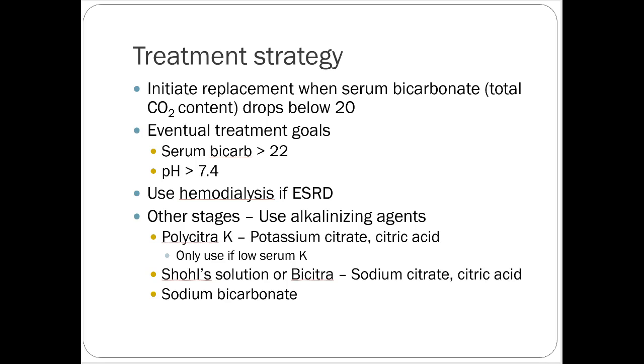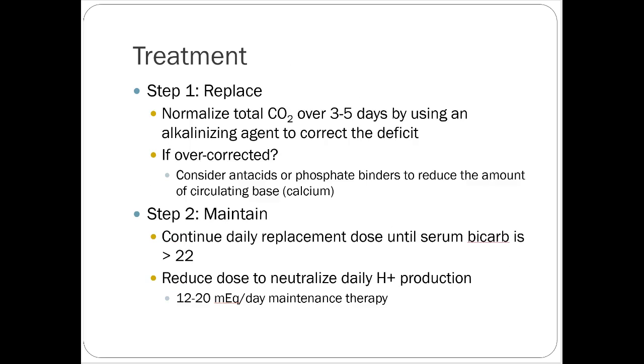But for other patients, you can use specific alkalinizing agents. Polycitra-K is potassium citrate, which is basically citric acid. This is helpful if the patient has low potassium. If their potassium is elevated, you would want to use something else like sodium citrate or citric acid or sodium bicarbonate. You can just replace bicarb with bicarb, and that you can do orally or IV. It's pretty easy to replace that way.